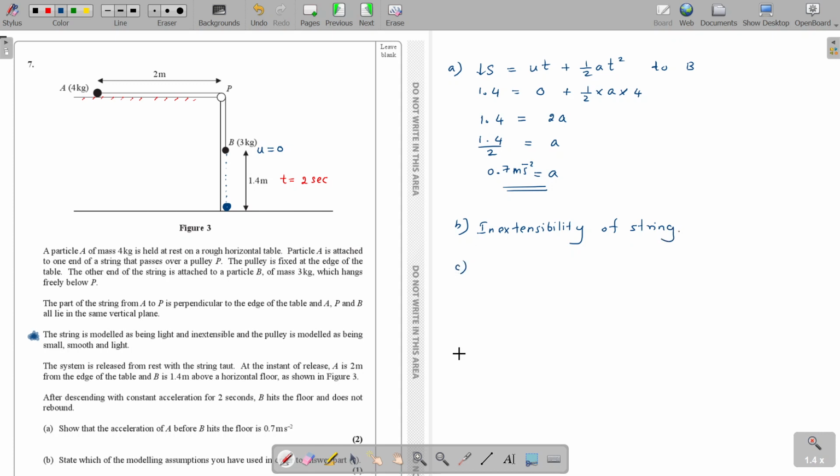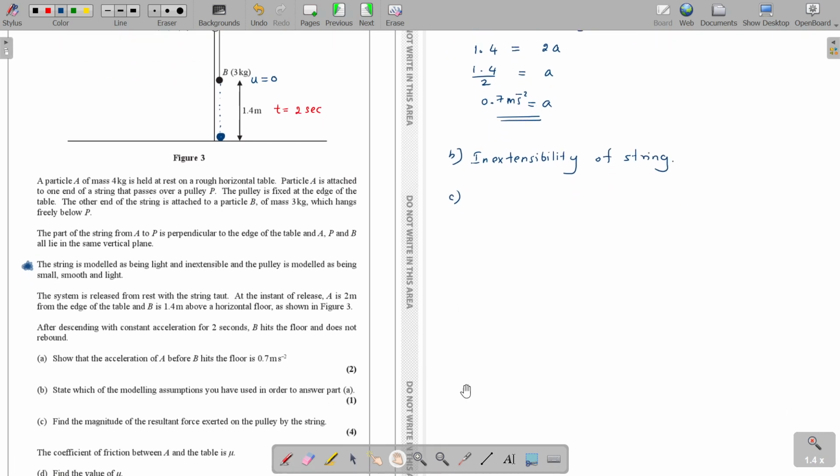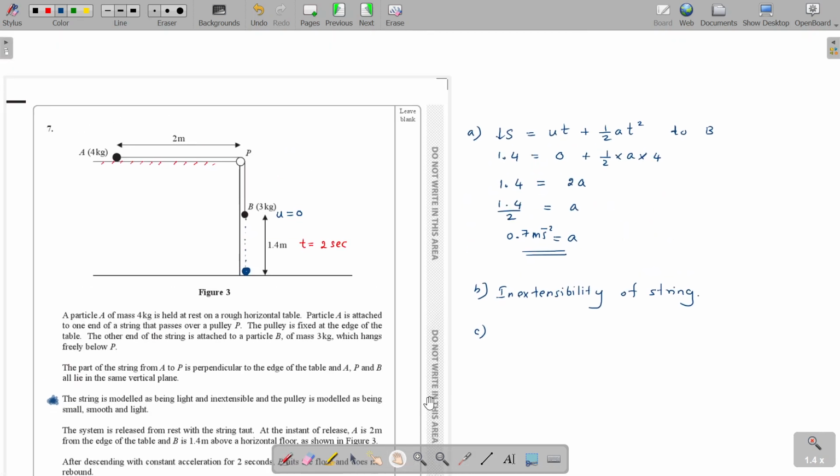Then the next one, part C: find the magnitude of the resultant force exerted on the pulley by the string. Okay, they are asking you to find the resultant force on the pulley. So how do we get the resultant force on the pulley? What are the forces acting on the pulley first of all? So first of all, let's start with the forces. Let's mark the force diagram.